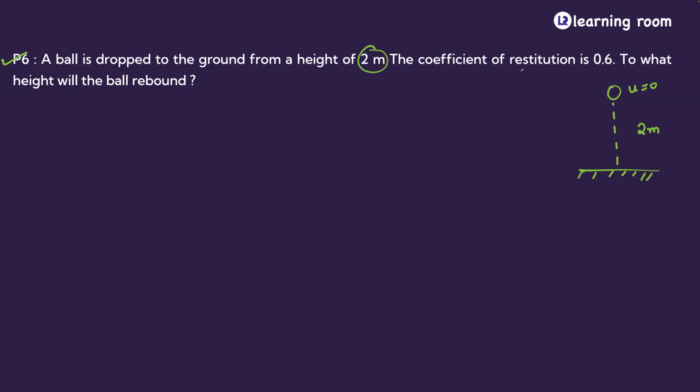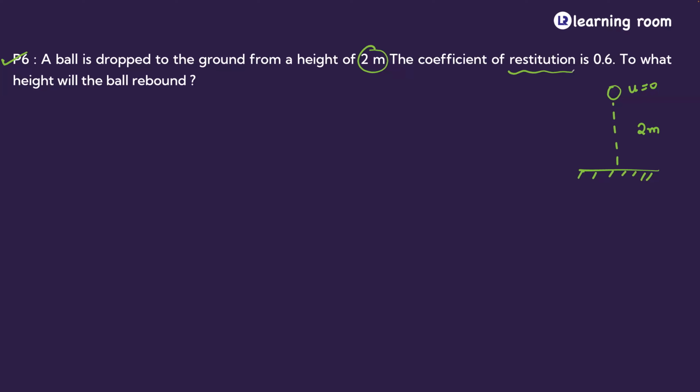Had the coefficient of restitution been 1, listen to this, it would have come back to the same height. But the coefficient of restitution is not 1, it is 0.6. Right, 0.6 means it does not come back to the same height, rather it will come to a lesser height than 2 meters. Now they're asking to what height will the ball rebound?